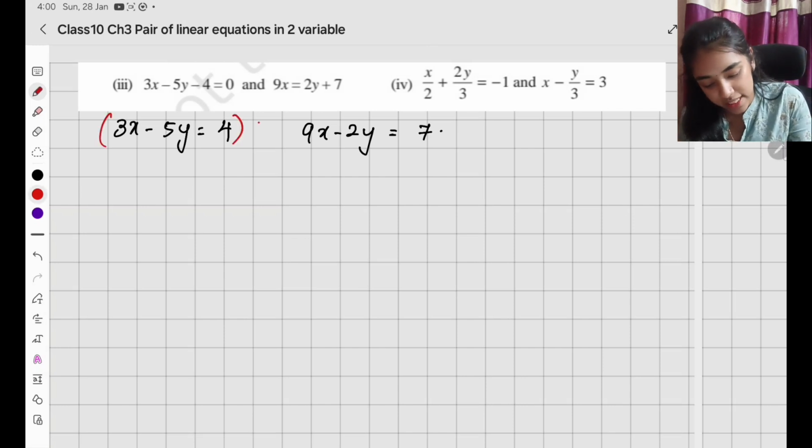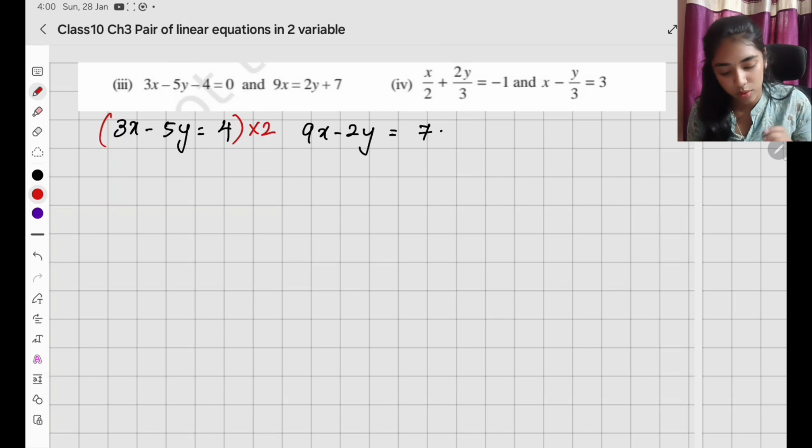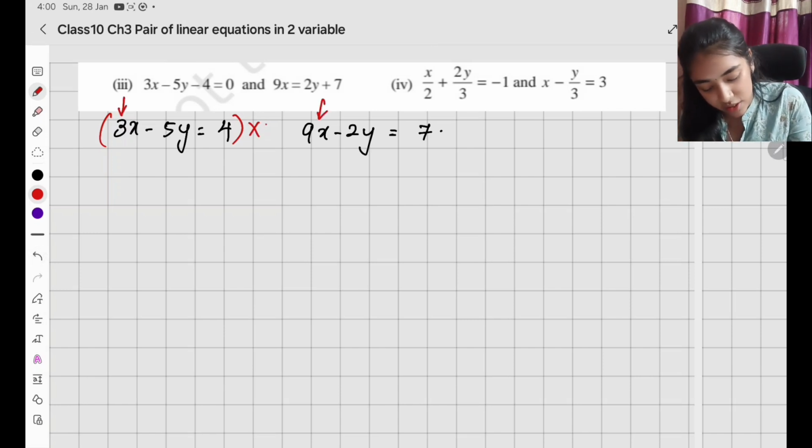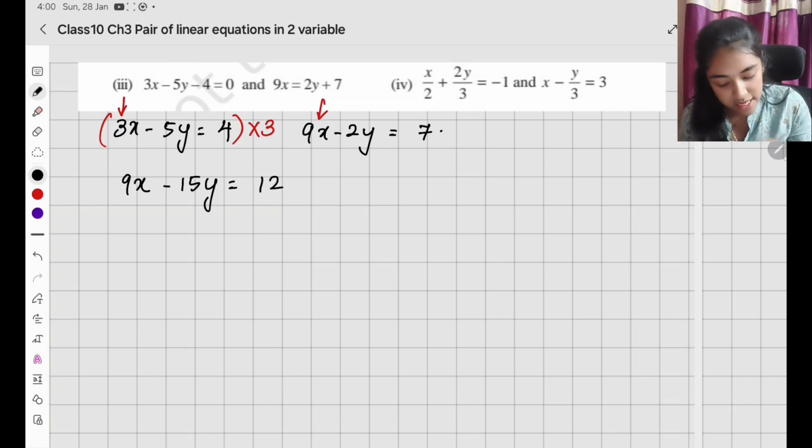I'm going to multiply this equation by 2. You can do any order. Okay, இல்லாட்டி 3 ஆல multiply பண்ணலாமே. You have 9 here. 9 இங்க இருக்கு, இங்க 3 இருக்கு. So I'm going to multiply the equation by 3. So I have 3 3s are 9x minus 5 3s are 15y equals 4 3s are 12. So first equation becomes like this.